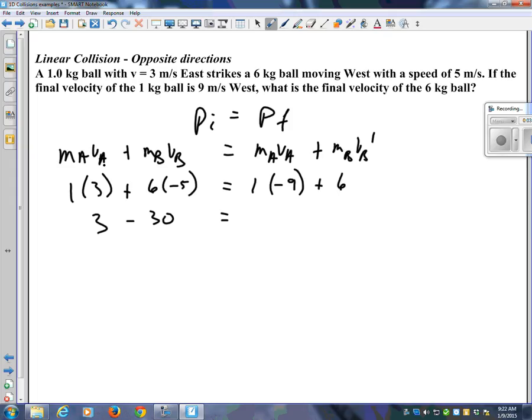So 6 VB prime minus 9, 6 VB prime. I got 3 minus 30 is minus 27, plus 9 is going to be minus 18. VB prime is minus 3. Did you get that?